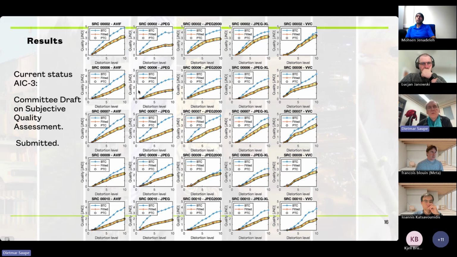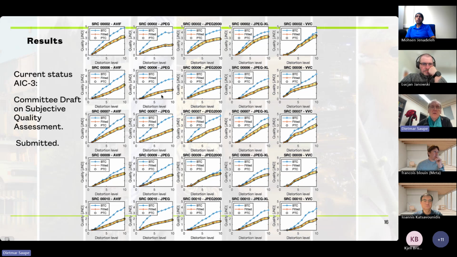as the quality in JND, or let's say the impairment in JNDs versus the distortion level, averaged over all sources and all codecs, or for this one source and this one codec. So this is per source and per codec. So we have the BTC and then the PTC down here in the middle, and then the estimated one, the fitted model, the red line, a bit thin here. And the yellow region there is the confidence interval around the reconstruction.